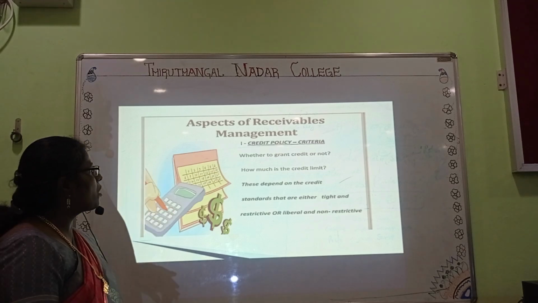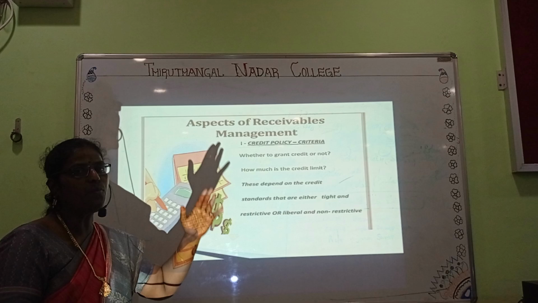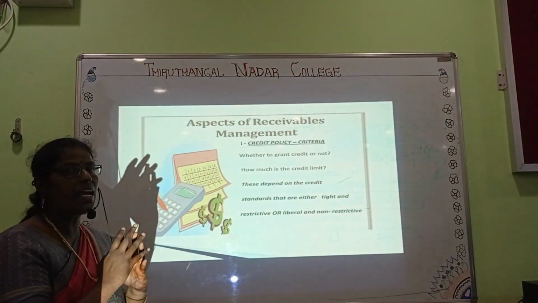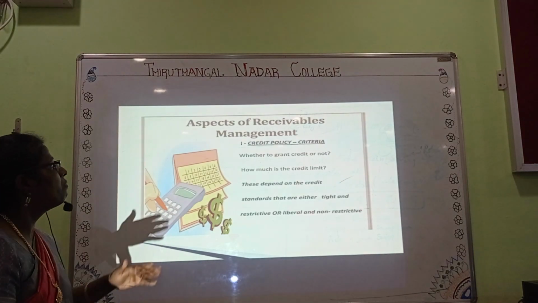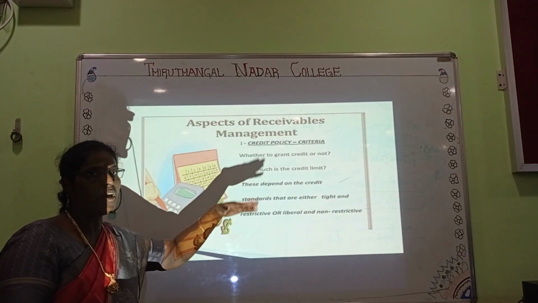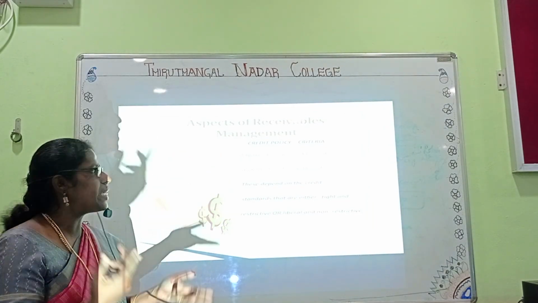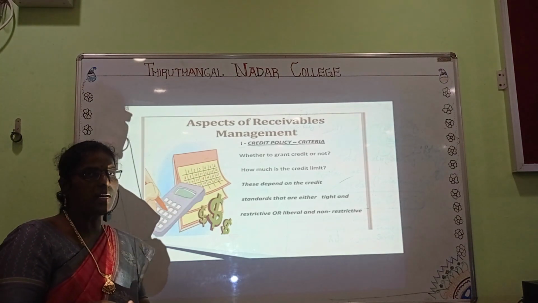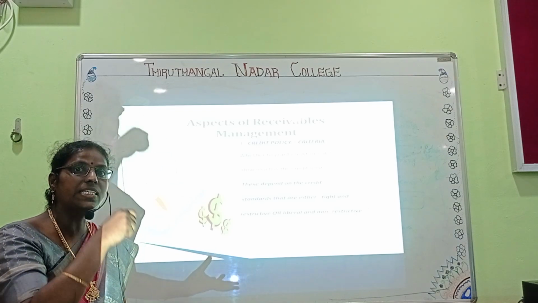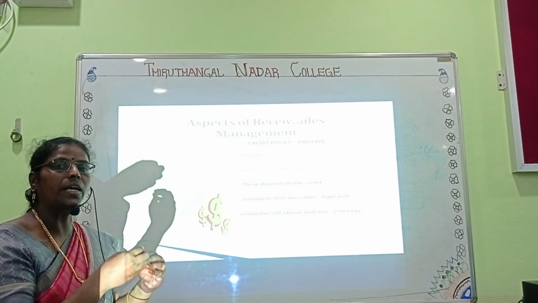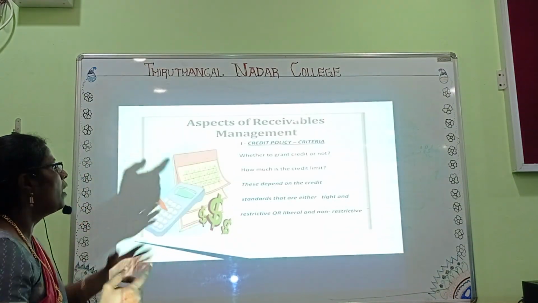Now the aspects of receivables management. The first aspect is the credit policy. The criteria that business organizations frame for credit is called a credit policy. Whether they are going to grant credit or not, what type of sales they plan to adopt, whether cash sales or credit sales, and how much the credit limit is. If they plan to give credit to customers, they should fix the limit of amount, say up to 50,000. Likewise, each and every organization fixes the limit for credit.